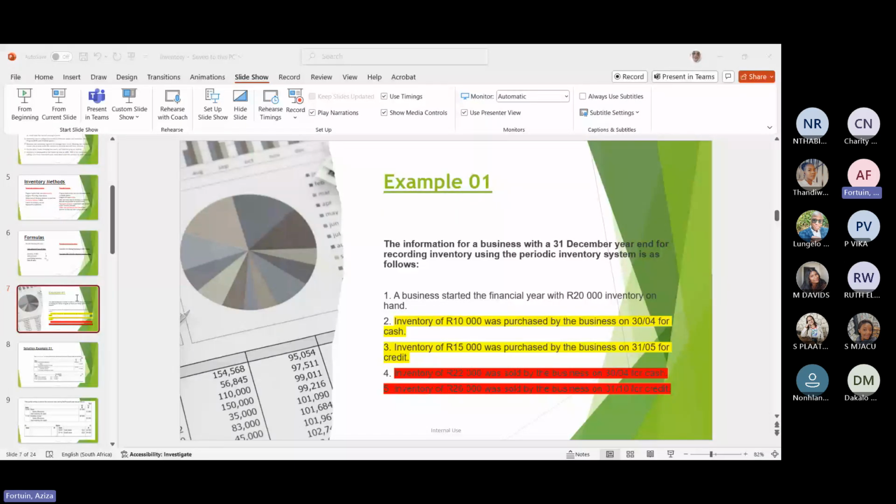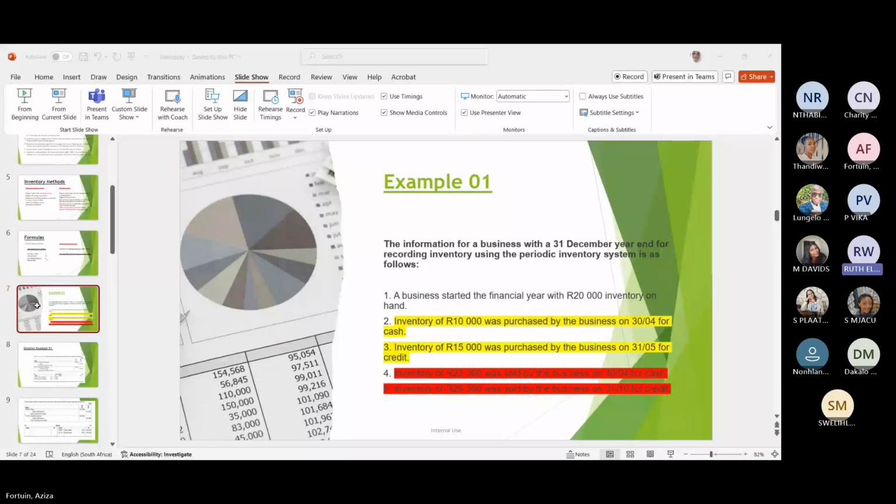And what is the other entry? Output VAT, because it's credited. I've credited the output VAT. Is that correct? You tell me. You must finish the question.